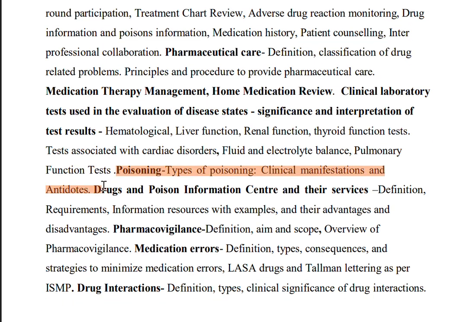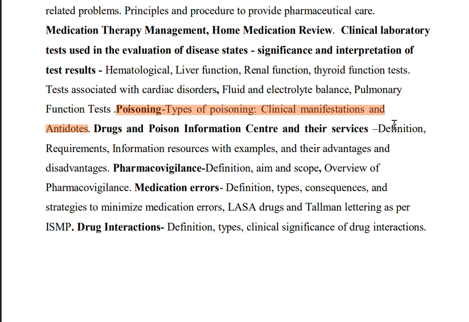This is a high-yielding topic in the MRB pharmacist exam, because each and every drug causes some therapeutic action, and some drugs cause toxic effects at high doses. So to overcome that, we have to use the antidote. For which drugs do we use which antidotes? For example, for digitalis toxicity, we can use Digibind. So like that, we have to memorize all the drugs and the antidotes. And drug and poison information centers and their services. Name the toll-free number for the drug and poison information centers. Like that, they may ask the question.